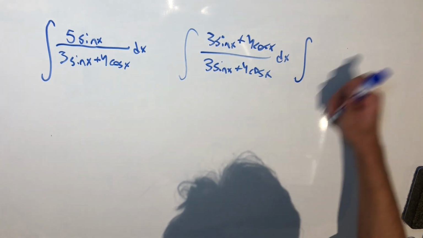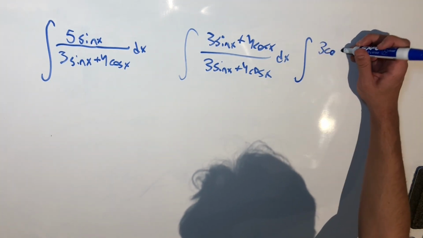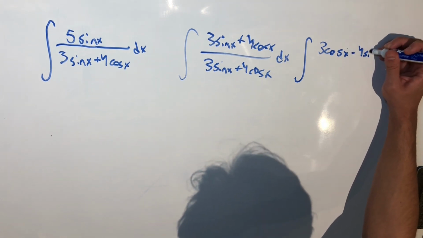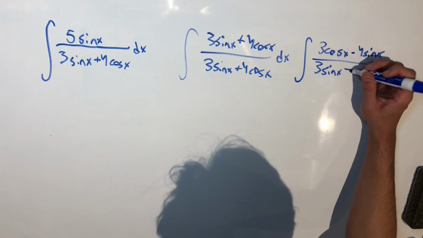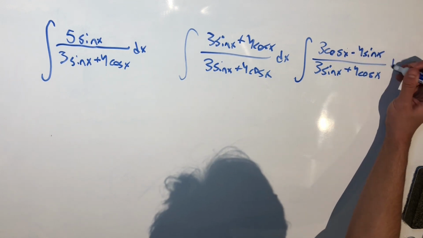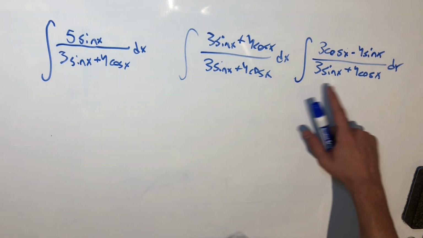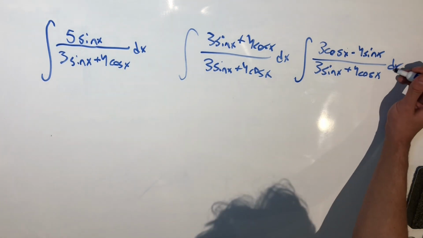So what's the derivative of this? It's 3 cosine x minus 4 sine x over itself. Now, we can also compute this integral really easily. It's just the natural log of 3 sine x plus 4 cosine x.